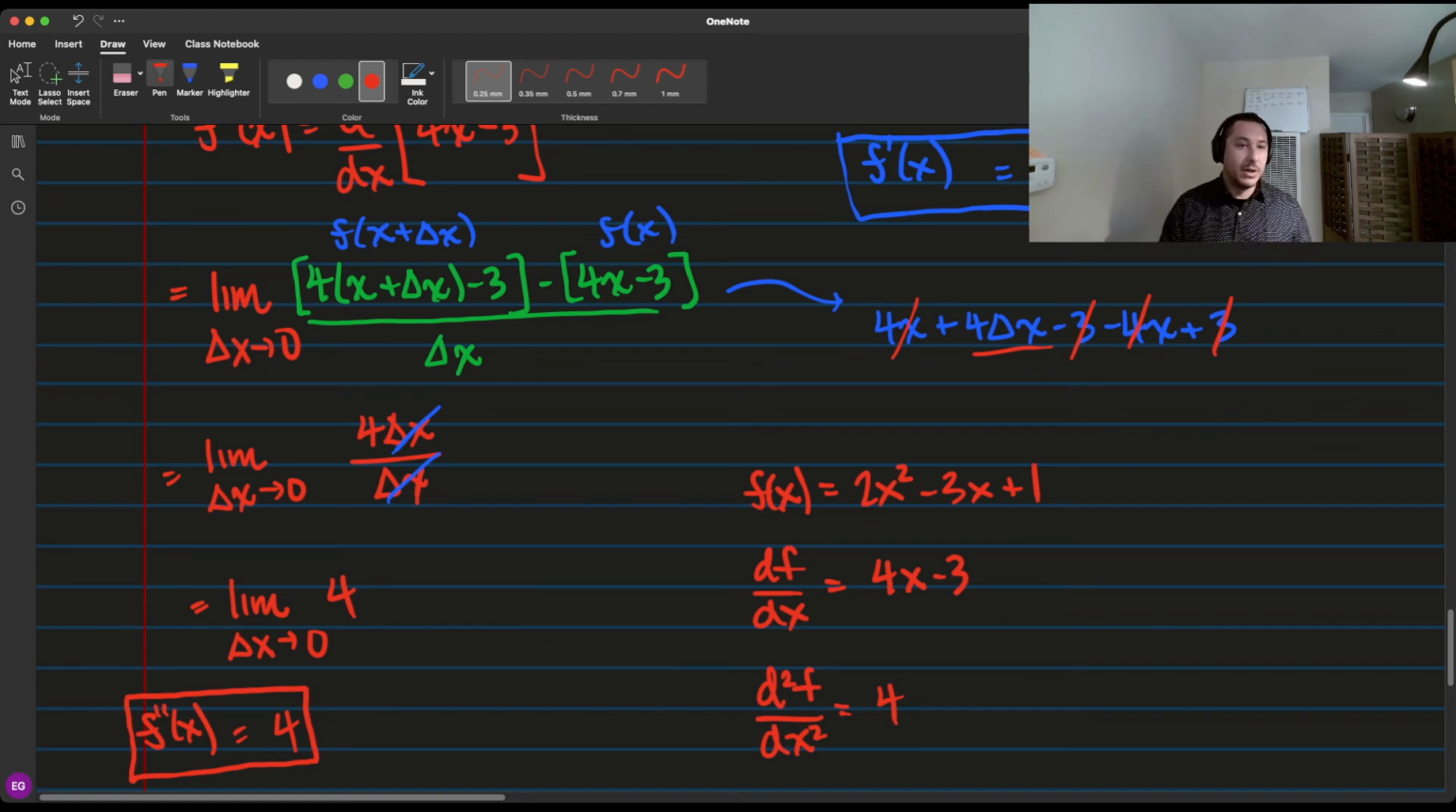Okay, this is like a lot of work, right? Because we had to do that limit calculation twice. So that sort of sucked.